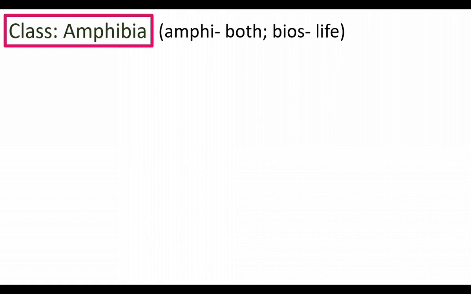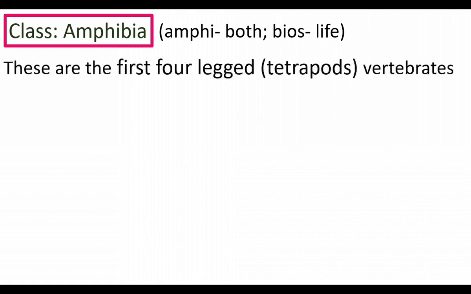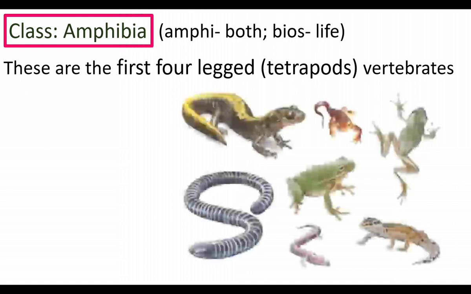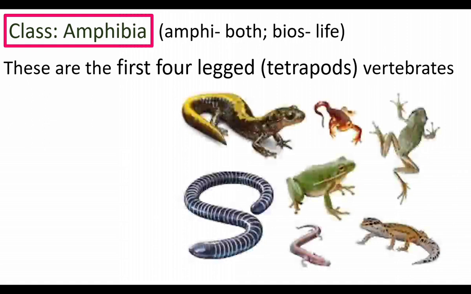Amphibia includes animals which have double mode of life. Amphi means two, bios life. They are capable of living on land and in water. They are the first four-legged vertebrates. They are the first tetrapods. Tetrapods are animals which have four legs. The familiar amphibians are frogs and toads.